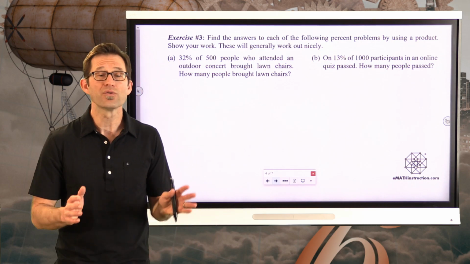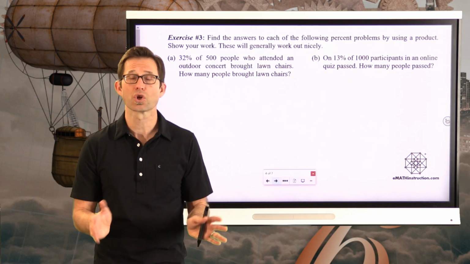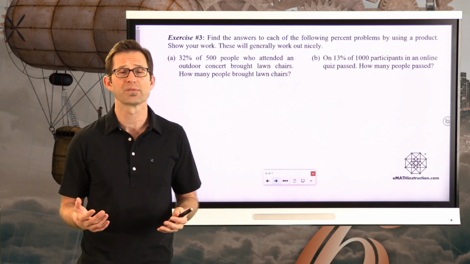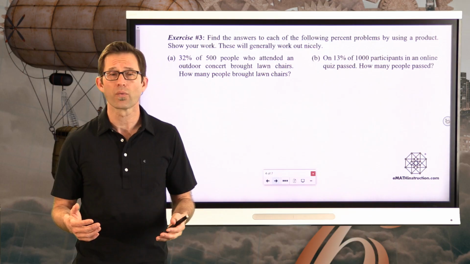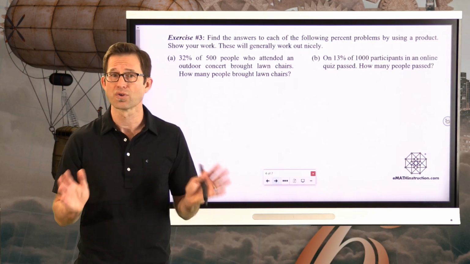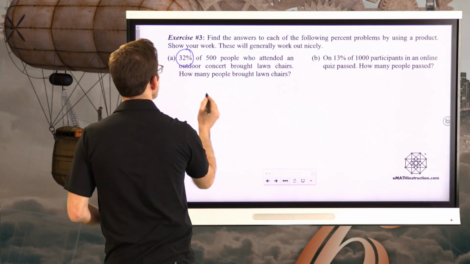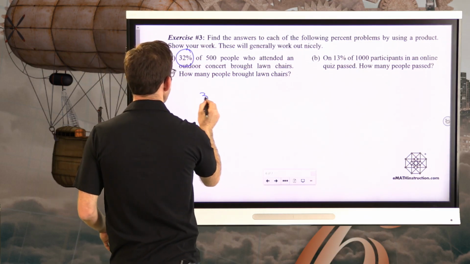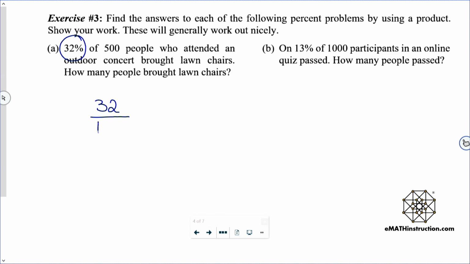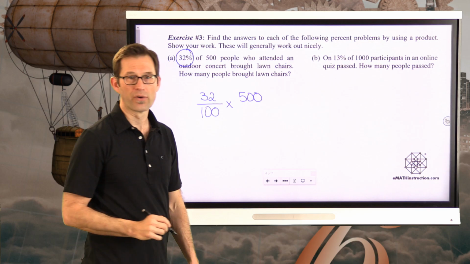All right, so we could totally solve this problem by setting up equivalent ratios and thinking about how to scale the ratios, and I don't want to discourage you from doing this. But at the end of the day, knowing that 32% of people brought lawn chairs means that 32 100ths brought lawn chairs. So we want to really find 32 100ths of 500 people.